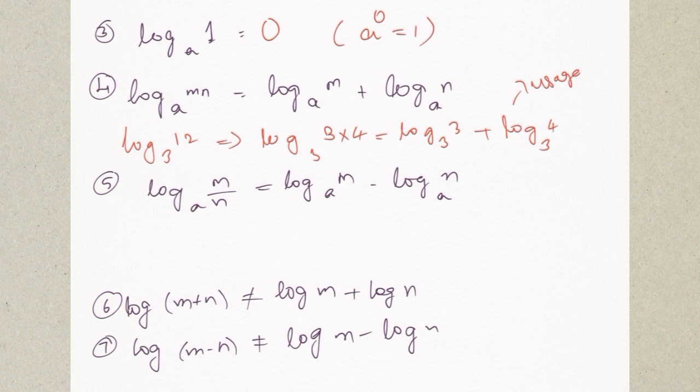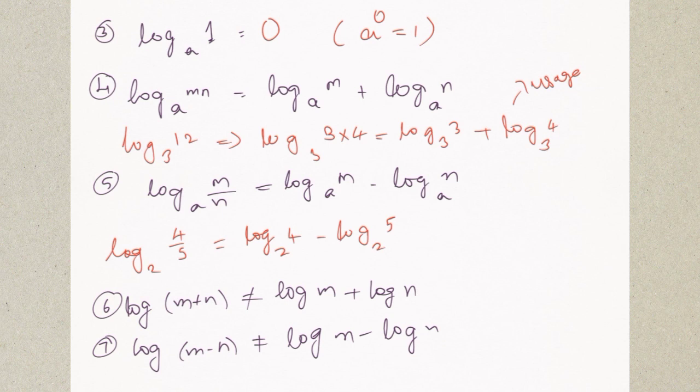Now the next property: the logarithm of m by n to the base a is equal to the logarithm of m to the base a minus the logarithm of n to the base a. Suppose there is the logarithm of 4 by 5 to the base 2. Then we can simply write it as the logarithm of 4 to the base 2 minus the logarithm of 5 to the base 2. In such cases you should remember this.